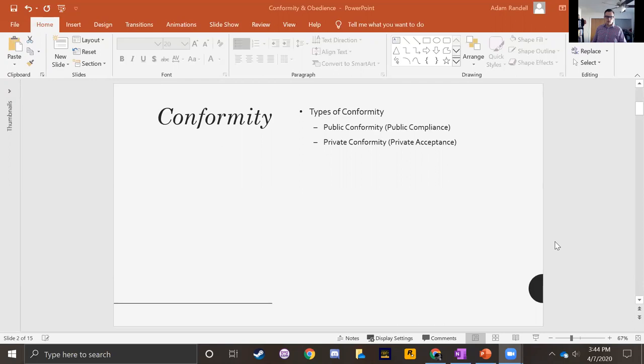But public conformity and private conformity differ in the extent to which you change your attitude. So public conformity, public compliance, that's changing your behavior without necessarily changing your attitude, right? So let's say that you get into an elevator, right?